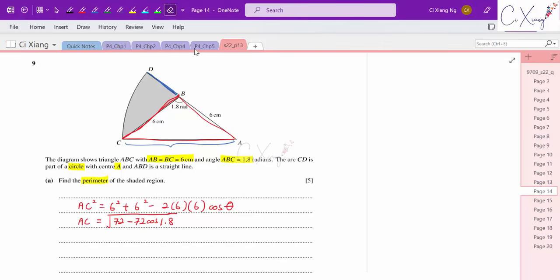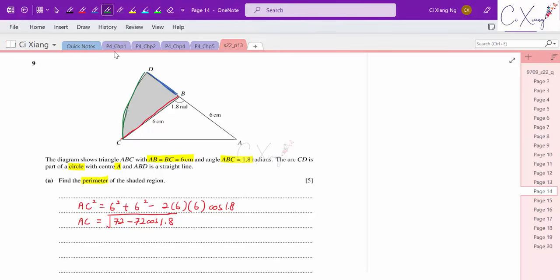Right, because the theta here is 1.8, as we can see. Alright, so our AC will be square root of 72 minus 72 cos 1.8. And after that, besides the length for AC, I also need to find out the arc of CD.